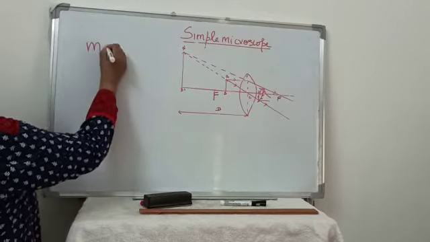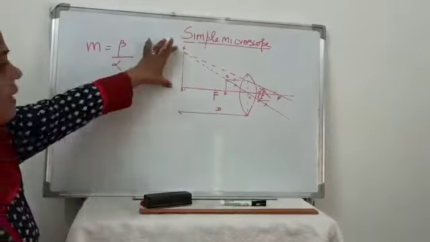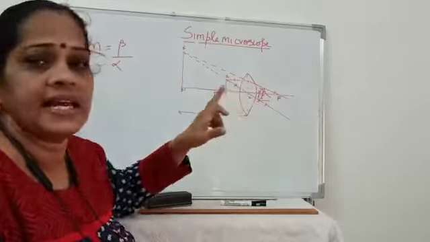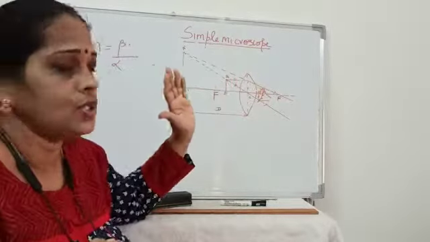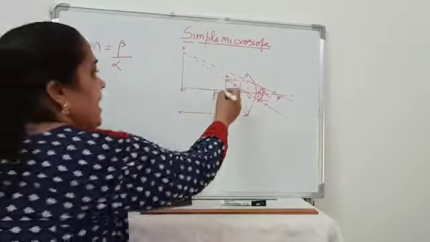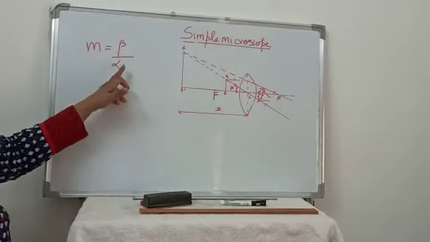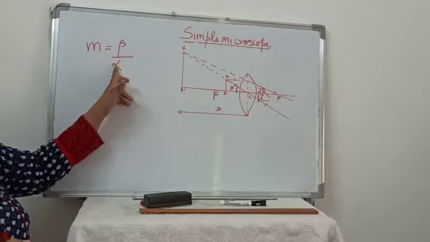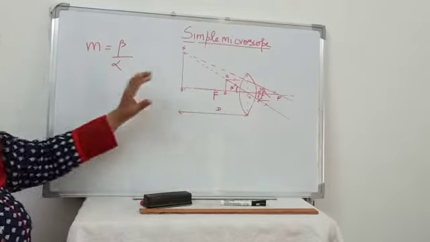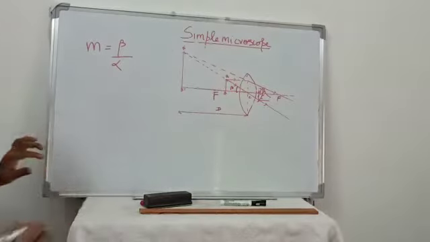Magnifying power can be defined as the ratio of the angle subtended by the image at the eye. The angle subtended at the eye is the same as the angle subtended at the eye lens, because the eye is placed very close to the eye lens. So it is the ratio of the angle subtended by the image at the eye, which we can name beta, to the angle subtended by the object at the eye when it is at the least distance. Just now we saw that when the object is at the least distance, even without a lens we are able to get the clear image.